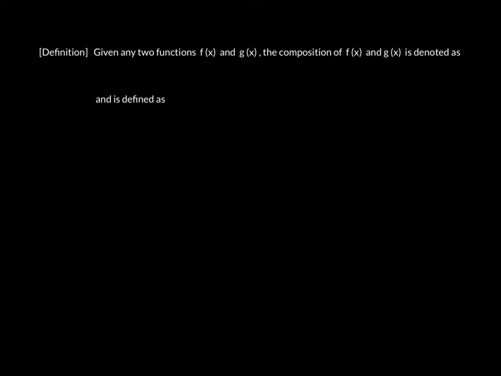So here's a definition. Given any two functions f of x and g of x, the composition of f of x and g of x is denoted as f composed with g at x. That's how we actually write that f is being composed with g.